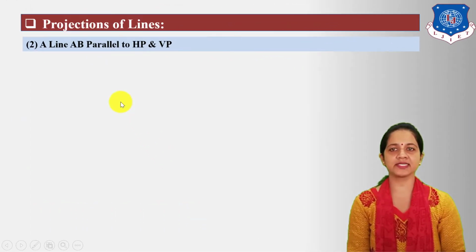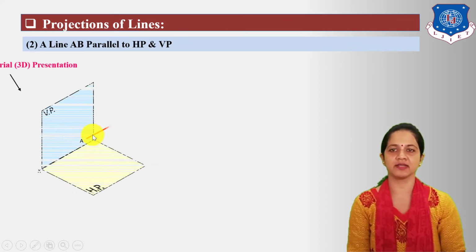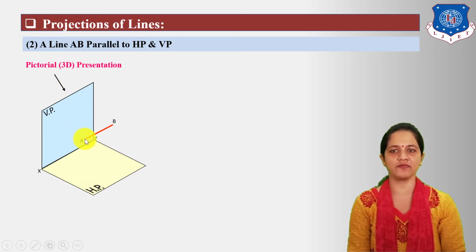Next, let us understand the second case of line, a line AB parallel to HP and VP. Here you can see the pictorial or 3D presentation of line AB in the first quadrant. Here line AB is parallel to VP and parallel to HP. Next, take projection of this given line AB from front and top direction.